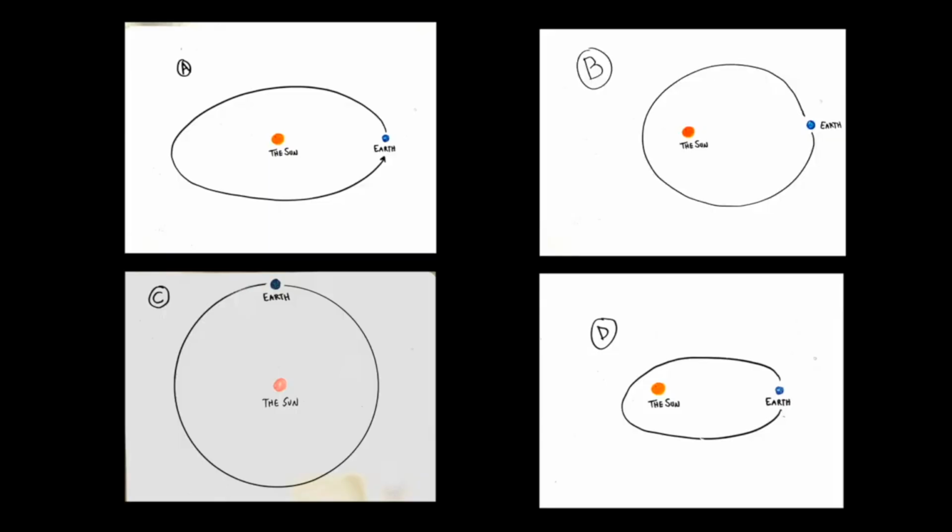Hey everybody, Dave here. Today's video is about why we have seasons here on Earth. So let's go ahead and get started by testing your seasons knowledge. Which of these 4 images most accurately shows the shape of the Earth's orbit as it goes around the sun? And the answer is C.